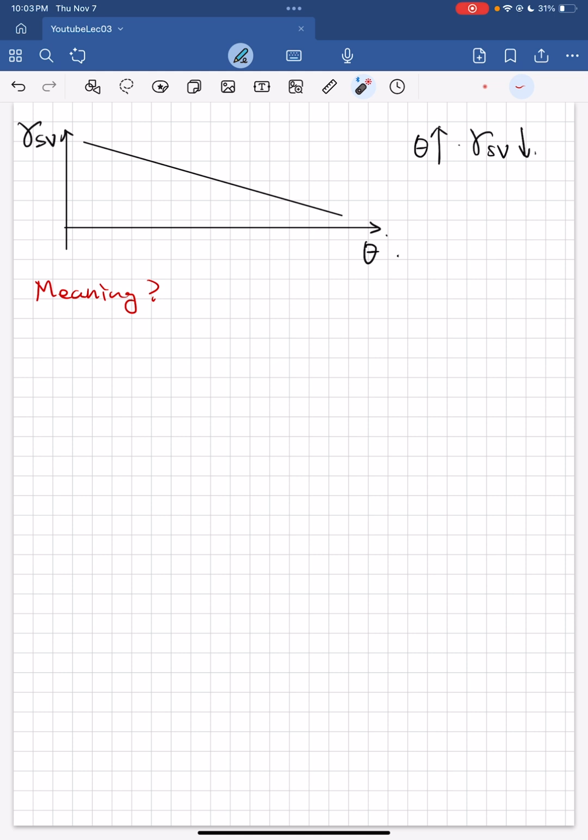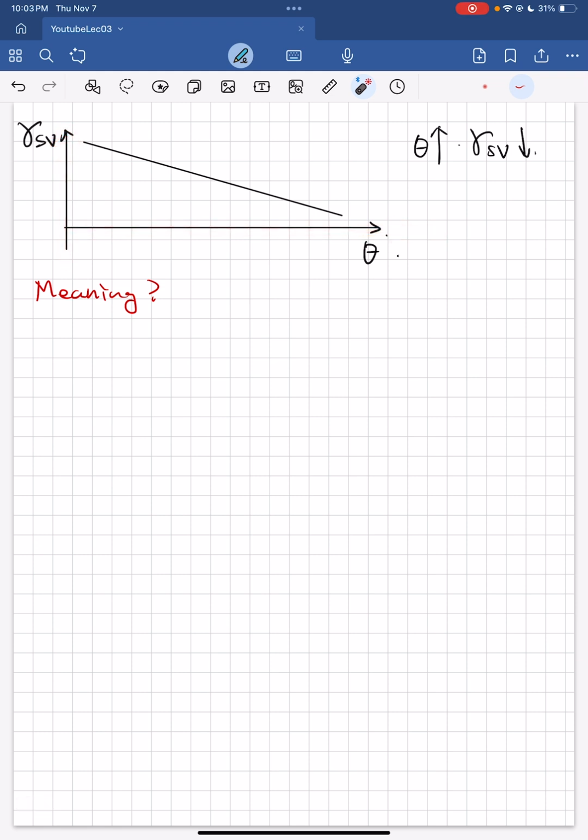Why don't you think about it? So there is water here. If this angle is bigger, does it mean gamma SV gets smaller? Well, of course not, because this surface doesn't change. It doesn't matter what kind of liquid you put there. What matters is the surface itself. Gamma SV is an intrinsic property of that material, and it has nothing to do with what kind of liquid you put on it. So this diagram is just an experimental diagram you got.